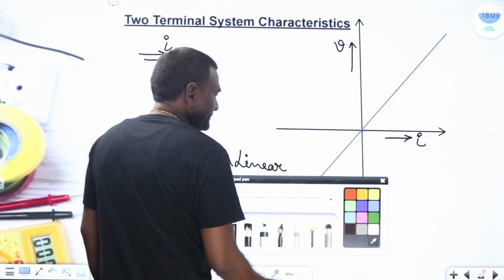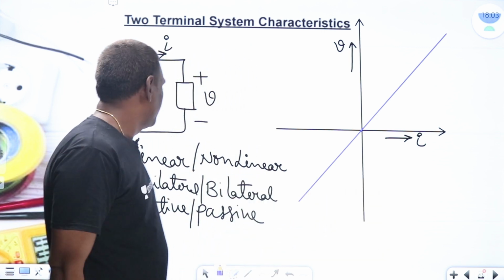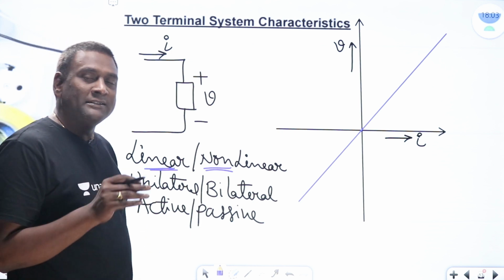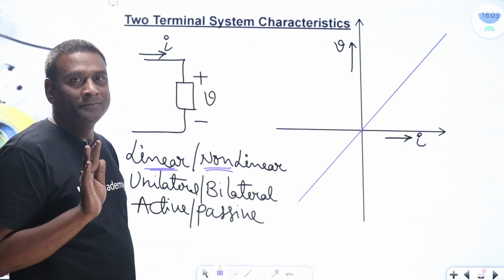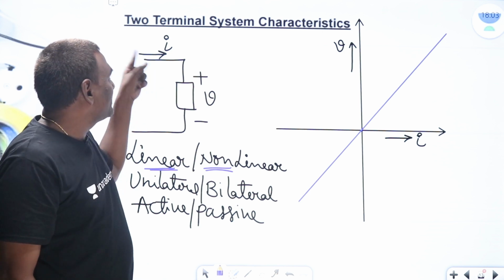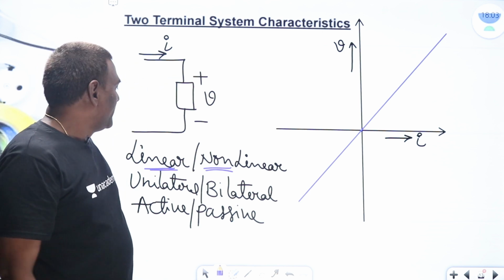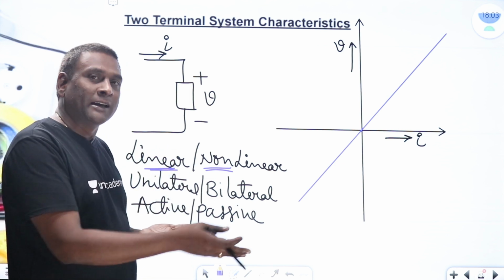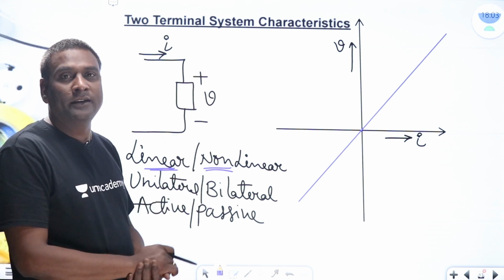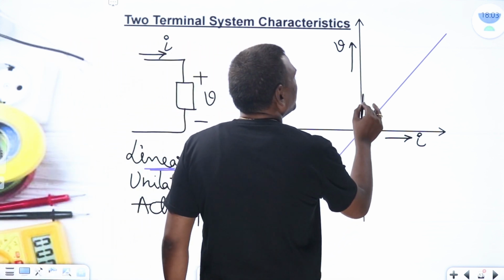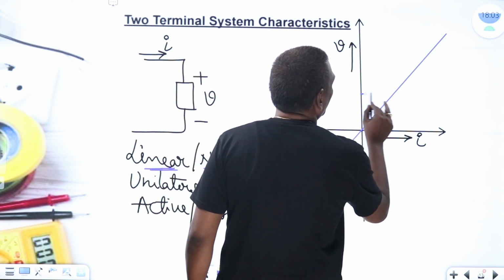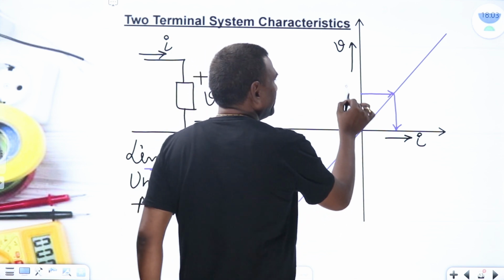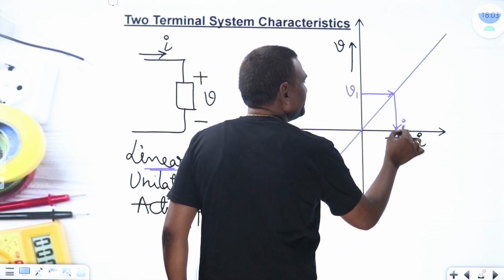Now, see here, what is meant by linear or non-linear? Already we know, in network theory, linearity is defined for only voltage and current. It means that if I increase the input by k times, the output also should be increased by k times. For example, if voltage is the input and current is the output, for this voltage of V1, current is going to be I1.